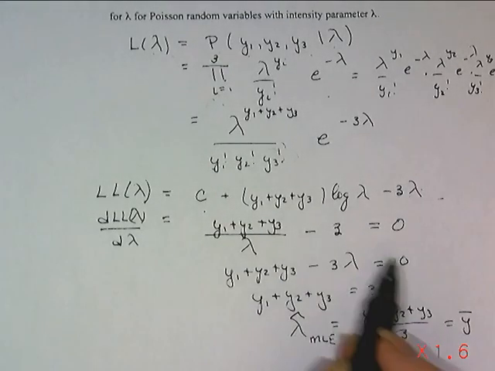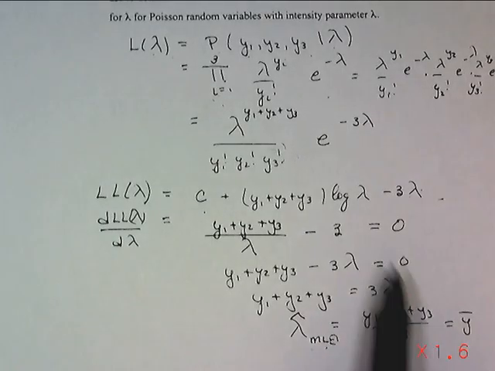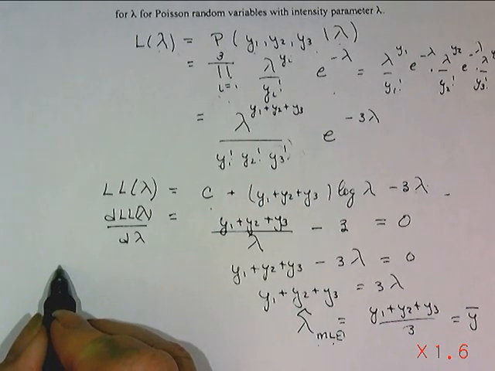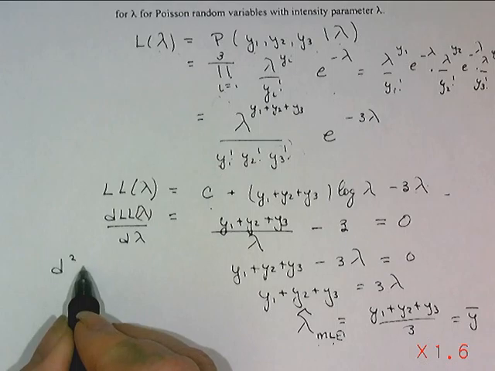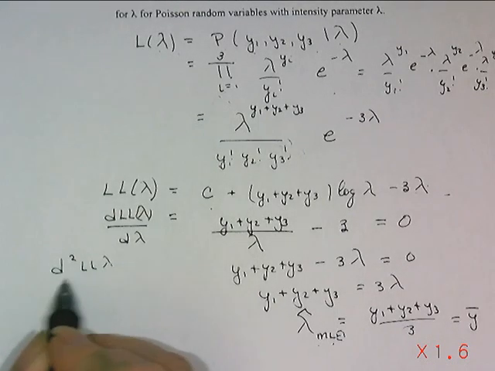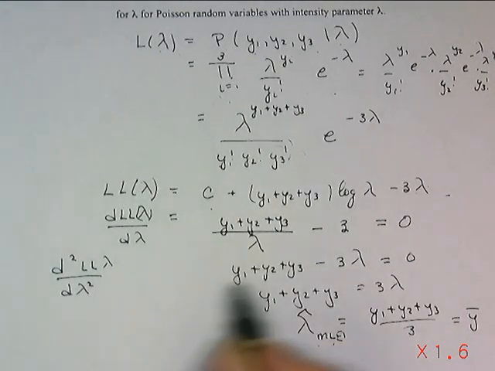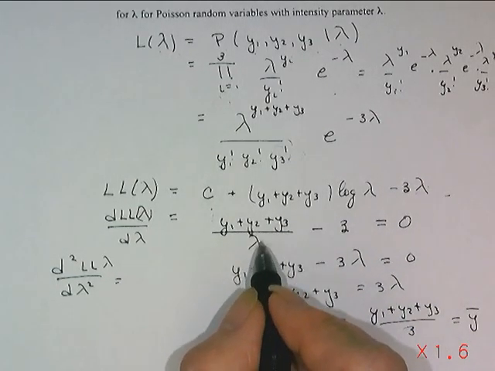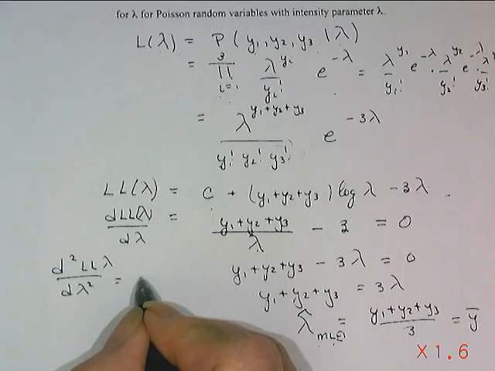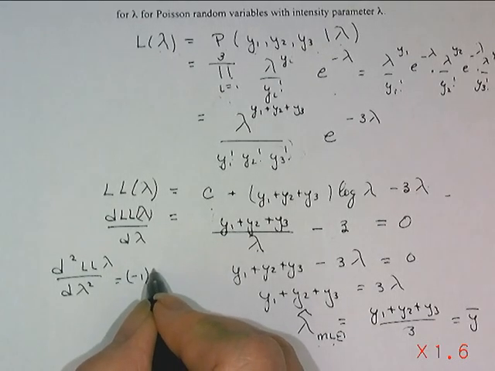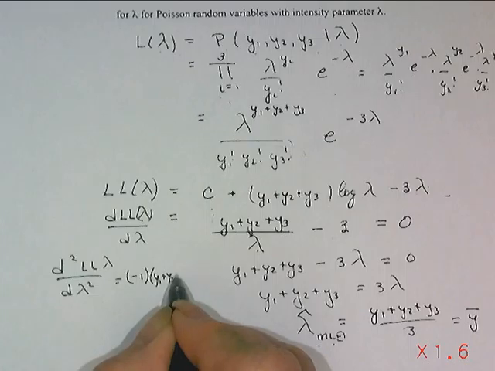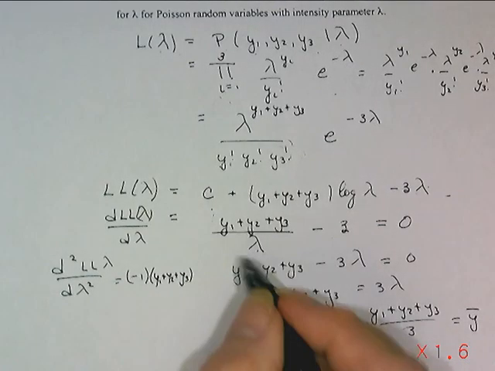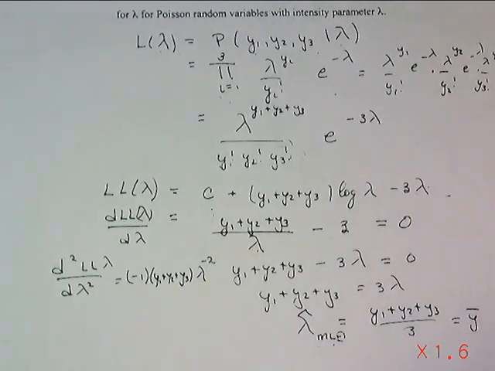And so I think this is my maximum likelihood estimator. I'm not sure it really is a maximum, though. So I really should look at the second derivative of the log of the likelihood function with respect to lambda. The derivative of this is going to be, this is the same thing as this sum times lambda to the negative first power. So it's going to be minus 1 times the sum times lambda to the negative second power minus 0, because the derivative of a constant is 0.